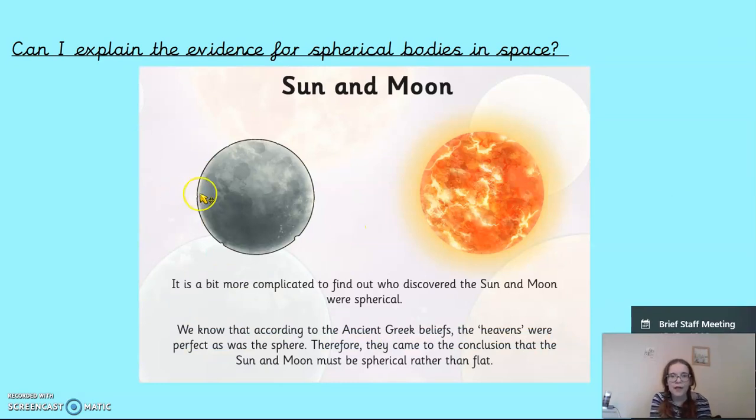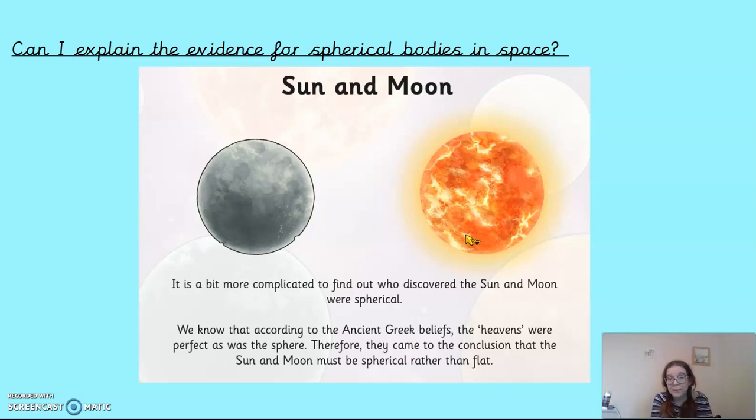Okay, now the sun and the moon are a really important part of our solar system. They're really important for us: the way our planet moves, the light that we get from the sun, and the way that the moon controls the oceans. But it's a bit more complicated to work out who first decided that the sun and moon were spherical. Unlike the Earth, that idea that they're spheres has been around for a lot longer.